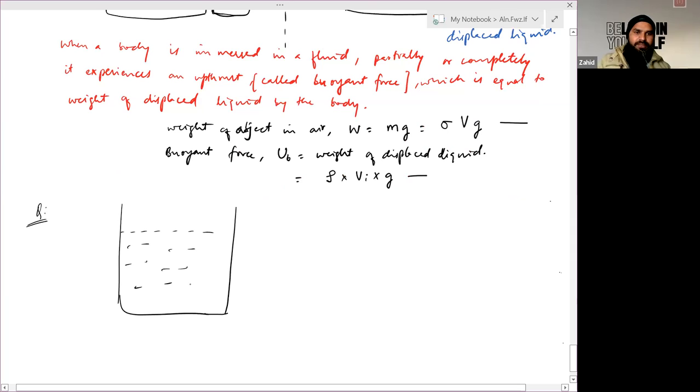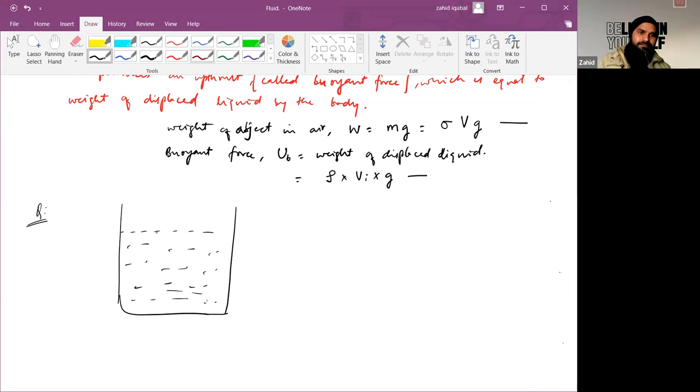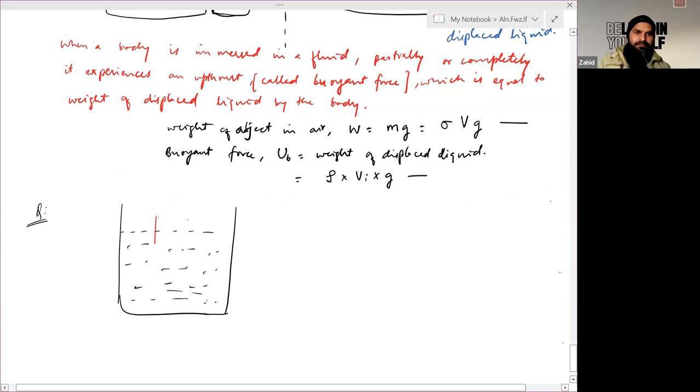If water is filled up to this point, in which a body in shape of cube is placed like this, its side is 10 centimeter, in which 3 centimeter is out of this water. Density of this particular object is 0.6 gram per centimeter cube.